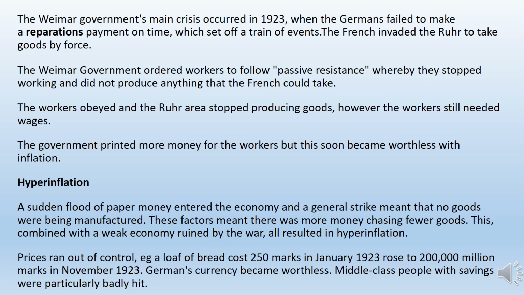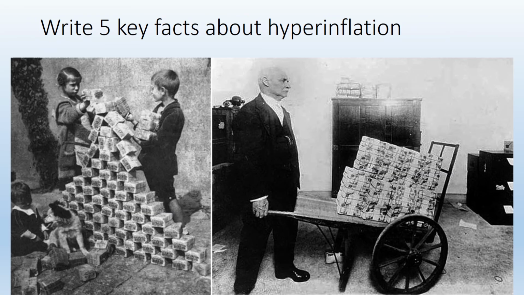Hyperinflation. A sudden flood of paper money entered the economy, and a general strike meant that no goods were being manufactured. These factors meant there was more money chasing fewer goods. This, combined with a weak economy ruined by the war, all resulted in hyperinflation. Prices ran out of control, e.g. a loaf of bread cost 250 marks in January 1923 and rose to 200,000 million marks in November 1923. Germany's currency became worthless. Middle-class people with savings were particularly badly hit.